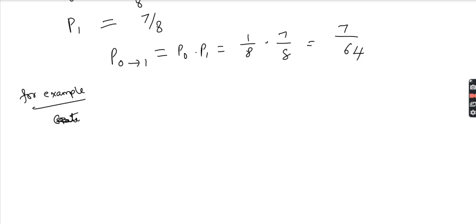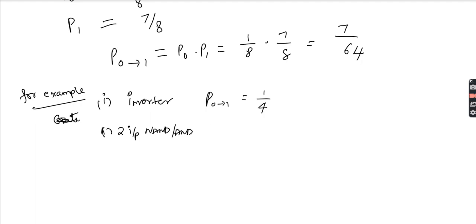For example, first the inverter, that is the NOT gate. For the NOT gate, what is the probability we will get? If the input is 0, the output will be 1. If the input is 1, the output is 0, then I will get the transition from P0 to 1. Second will be the two input NAND gate and AND gate.